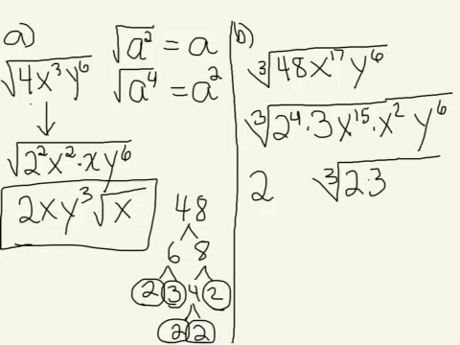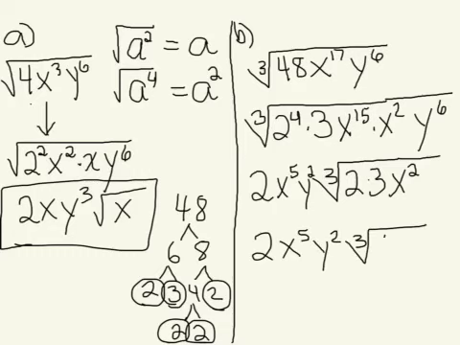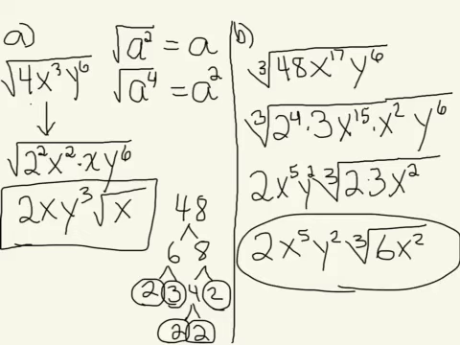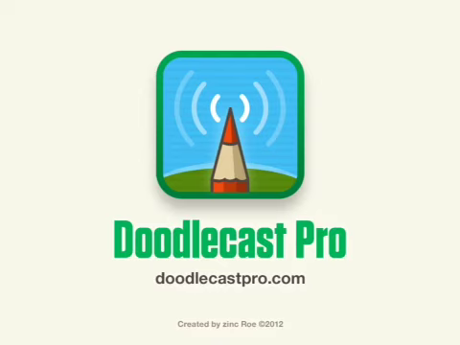And then for the x to the 15th, 15 divided by 3 is 5. For the extra x squared, I just leave it in. And for y to the 6th, 6 divided by 3 is 2. So in just cleaning this up, the final answer would be 2x to the 5th y squared times the cube root of 6x squared.